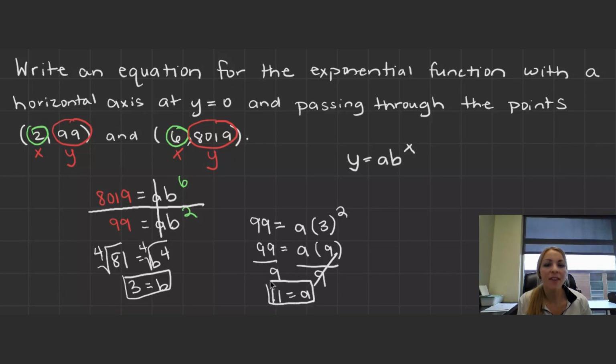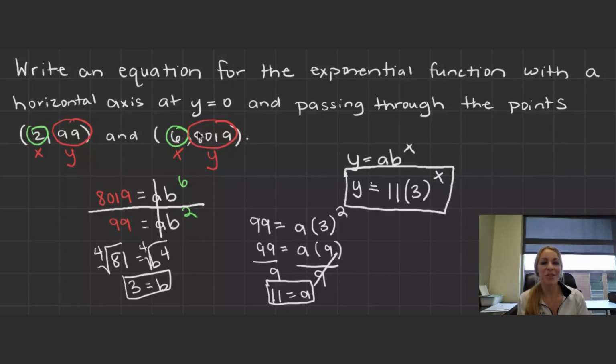And now I have everything I need to write the equation in exponential form. I always have an x and a y because those are variables in an equation. My a value was solved to be 11. My b value was solved to be 3. And I leave my other variable x in here. So this is the exponential equation that passes through these 2 points.